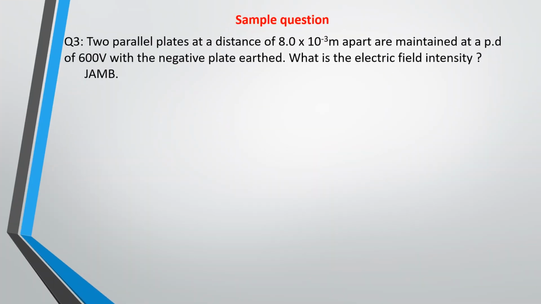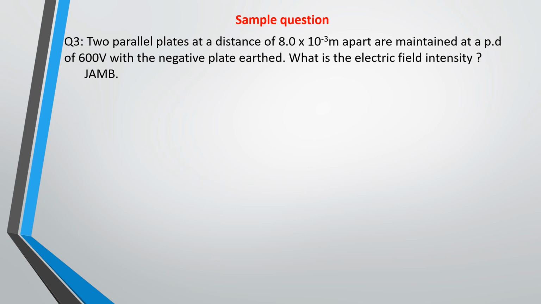This is another question. This one says that two parallel plates at a distance of 8.0 times 10 power minus 3 meters apart are maintained at a potential difference of 600 volts with the negative plate earthed. What is the electric field intensity? All these are mini grammar.